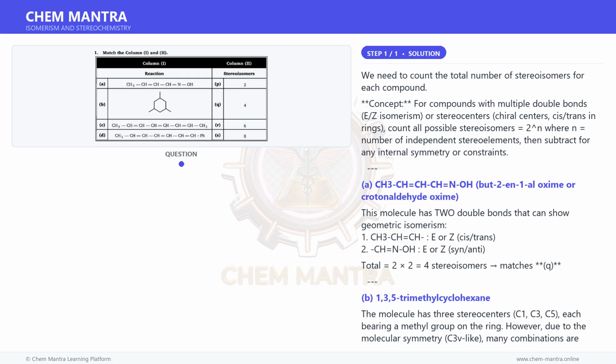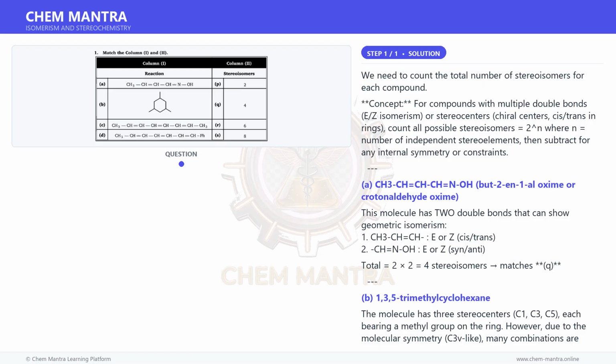A. CH3-CH=CH-CH=NOH, also called crotonaldehyde oxime. This molecule has two double bonds that can show geometric isomerism. 1. CH3-CH=CH, E or Z, cis-trans. 2. CH=NOH, E or Z, syn-anti. Total is 2 times 2 equals 4 stereoisomers, which matches Q.